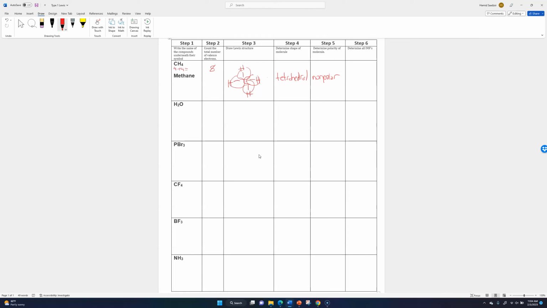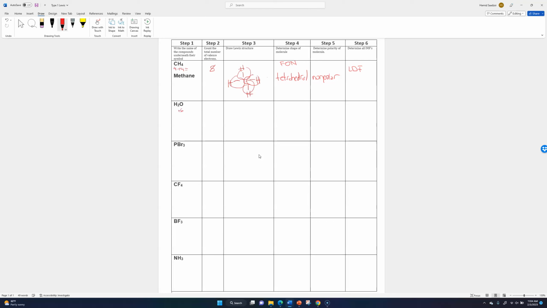IMFs: LDF is automatic, London dispersion forces. Because it's nonpolar, there's no dipole-dipole. There is hydrogen, but remember, hydrogen needs either F, O, or N in order to be considered hydrogen bonding, and H is not bonding to any of these 3 elements because they don't exist here. So as a result, this doesn't have hydrogen bonding, so just LDF, you're done.